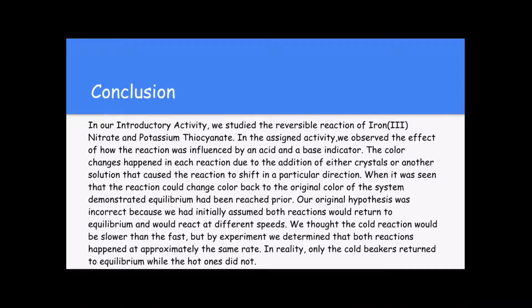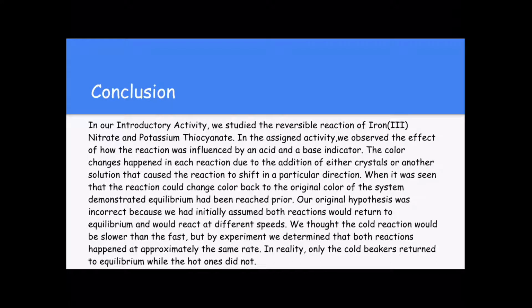Conclusion. In our introductory activity, we studied the reversible reaction of iron 3 nitrate and potassium thiocyanate. In the assigned activity, we observed the effect of how the reaction was influenced by an acid and a base indicator. The color changes happen in each reaction due to the addition of either crystals or another solution that caused the reaction to shift in a particular direction.